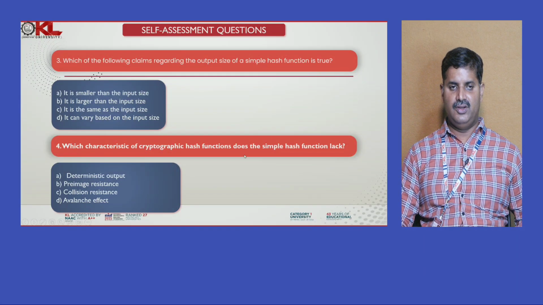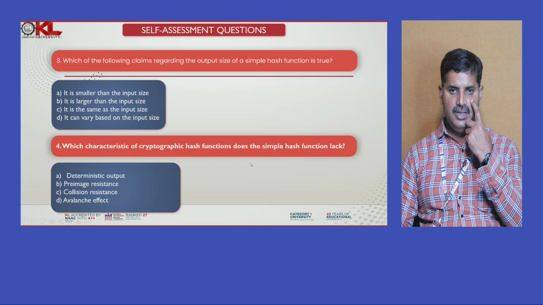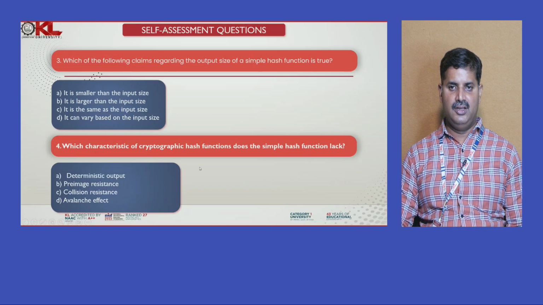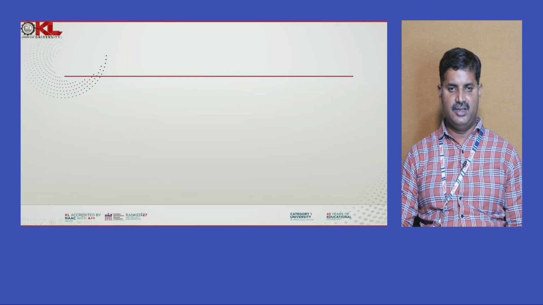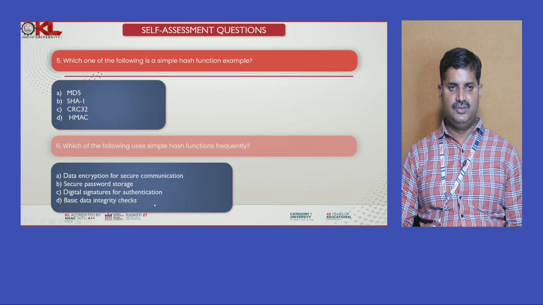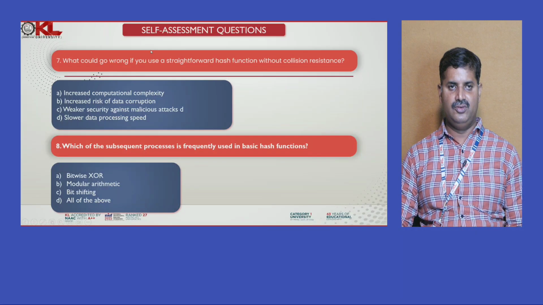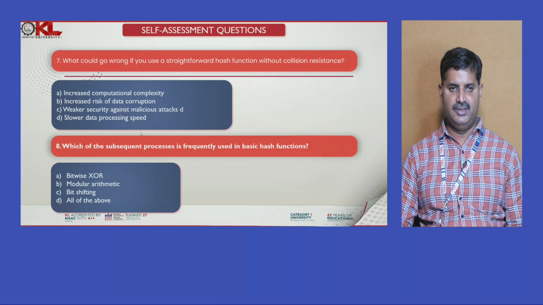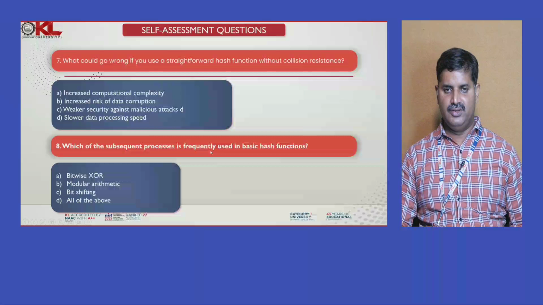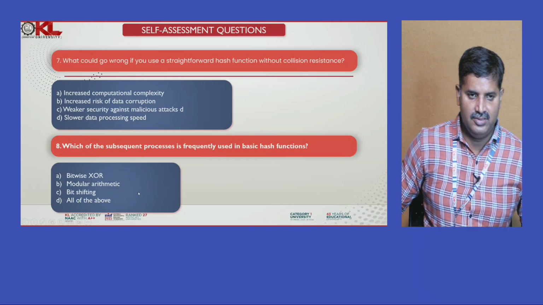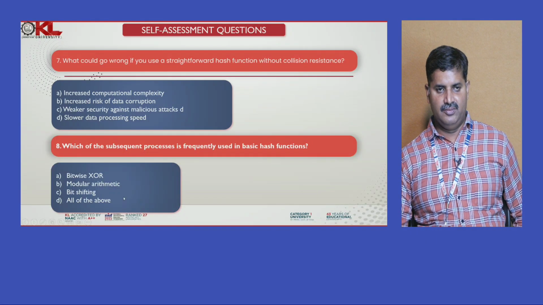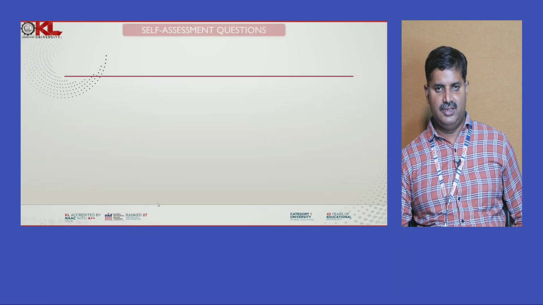Coming to the fourth question: what characteristics of a cryptographic hash function does the simple hash function lack? These are deterministic output, preimage resistance, collision resistance, and the avalanche effect. These are the questions which arrive in session 3. What could go wrong if you use a straightforward hash function without collision resistance? Increase in computer complexity, slower data processing speed. Which of the subsequent processes is frequently used in a basic hash function? Bitwise exclusive OR, modular arithmetic, bit shifting. These three are correct.